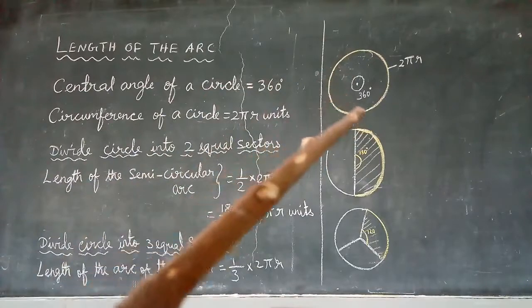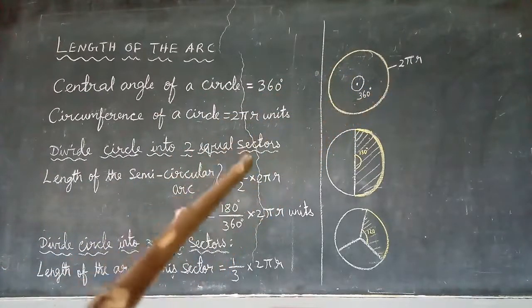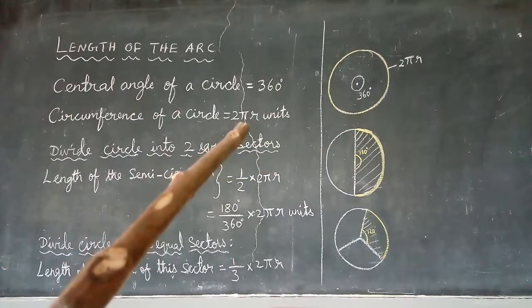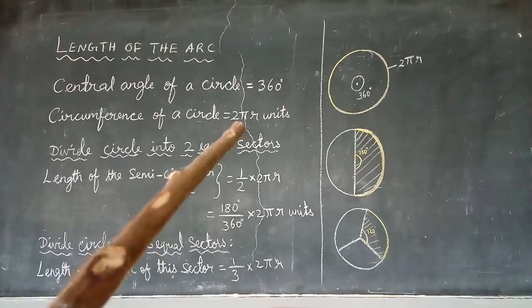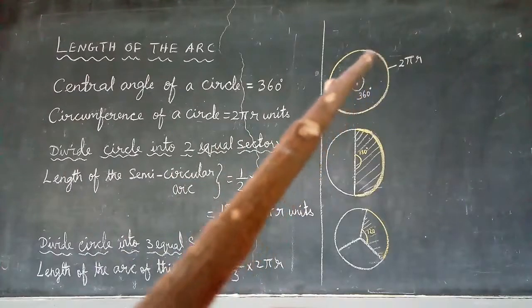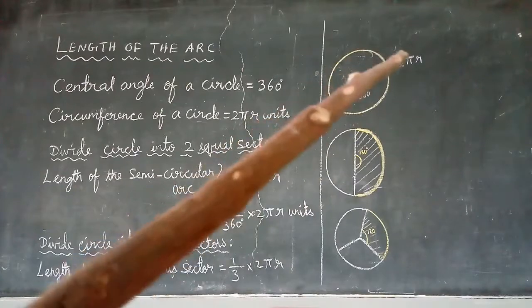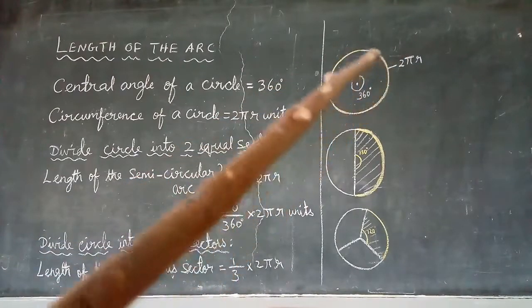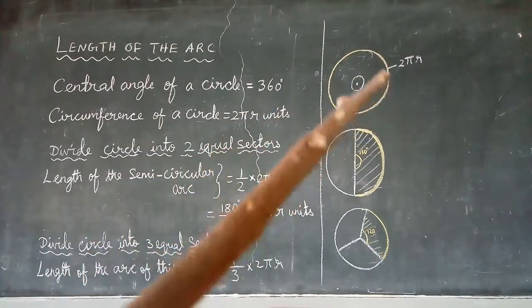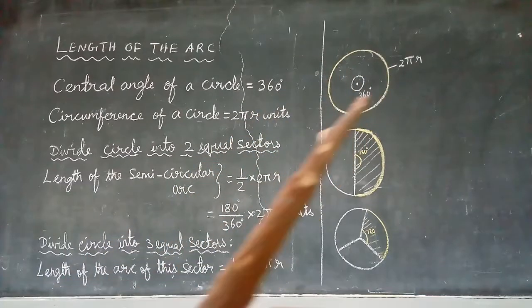The length of this outer boundary is 2 pi r units, where r is the radius of the circle and pi is a constant. Sometimes we will use 22/7, or sometimes 3.14. So the length of the circular arc, the full length of a circle, is the circumference, which is 2 pi r.